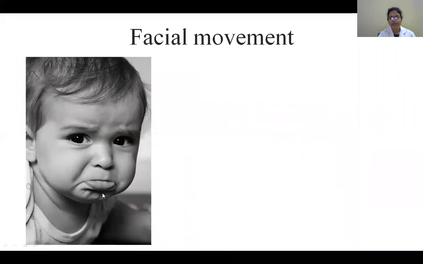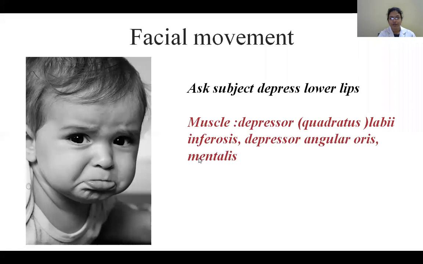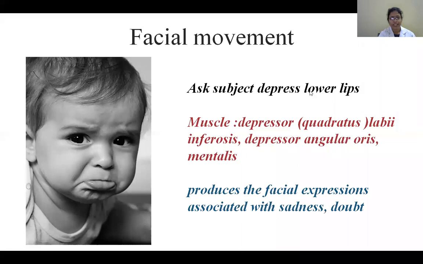Now, another very cute expression is depression of lower lips, like this. So when you do this, this is the expression of frustration or doubt. So by doing this action, what we are assessing is three muscles, that is depressor labii inferioris, which is also known as quadratus labii inferioris, depressor anguli oris and mentalis. So these muscles produce expressions associated with doubt or sadness.